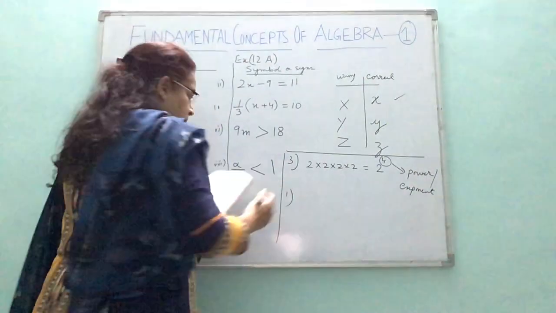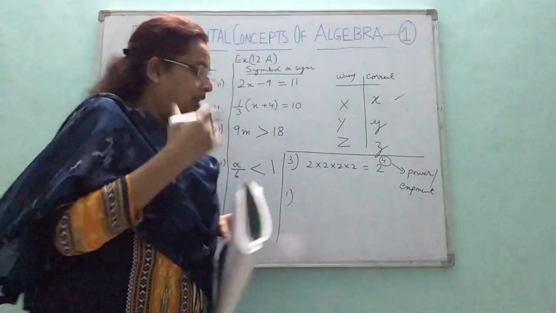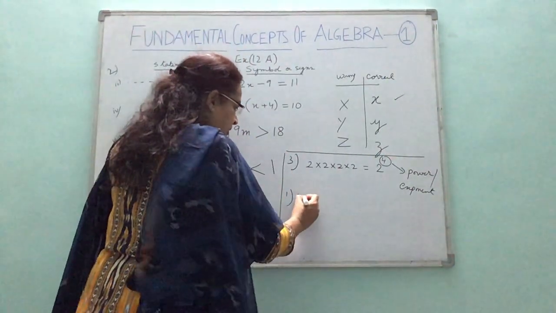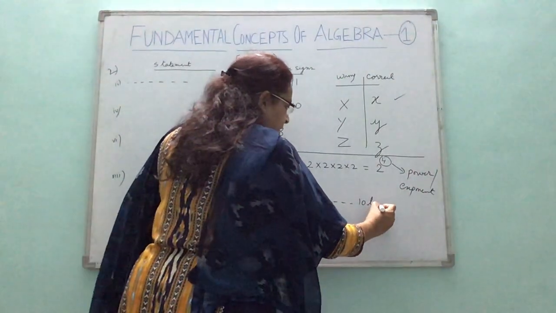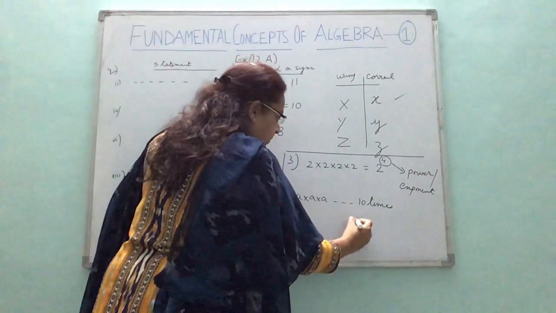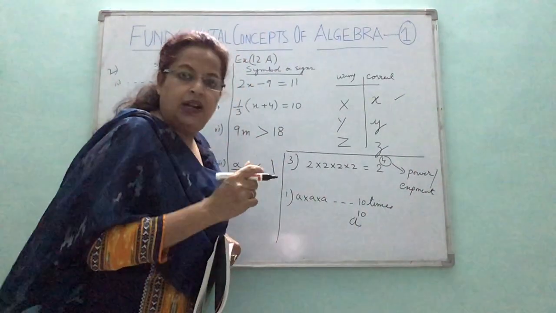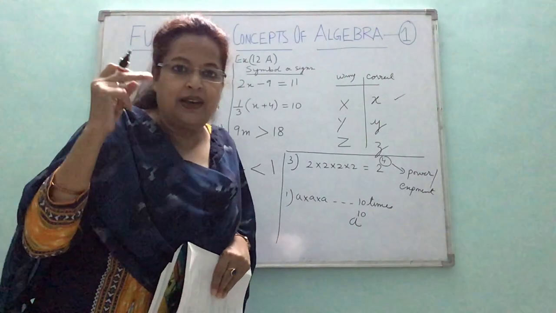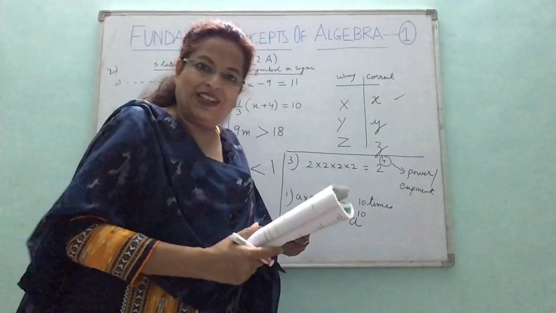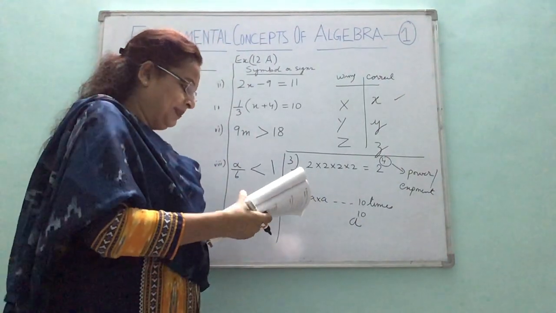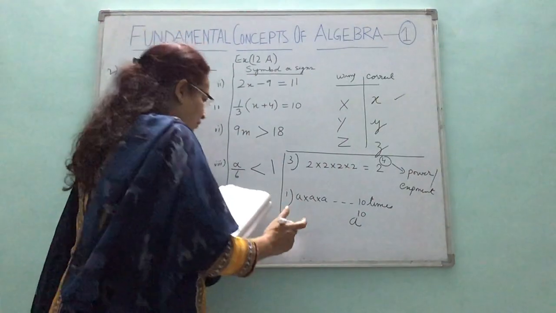First one. Now they are saying A taken 10 times. I am not copying the question. A is 10 times. It is how many times? 10 times. So what would be the exponential form? A raised to power 10. That is the exponential form. Right? Okay, I'll take fourth one.